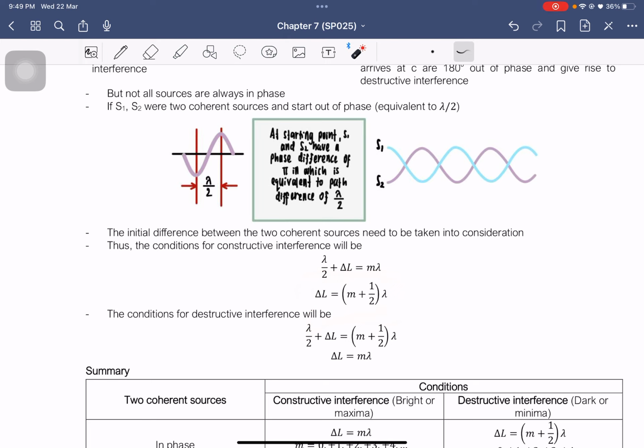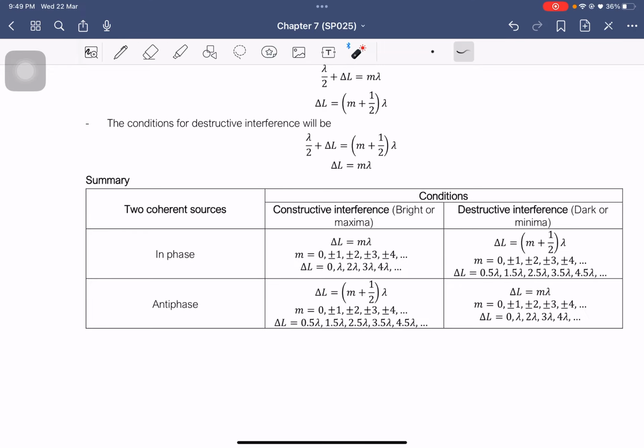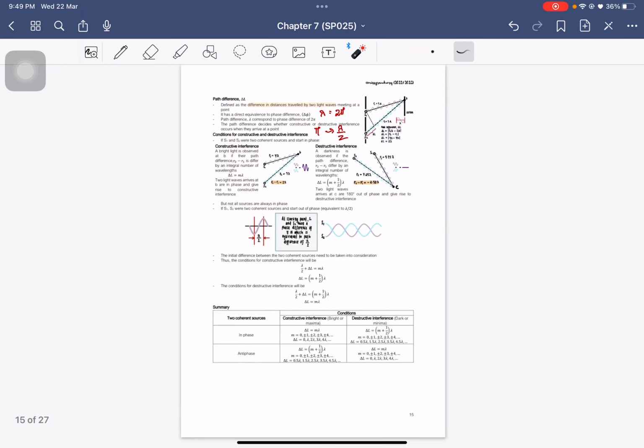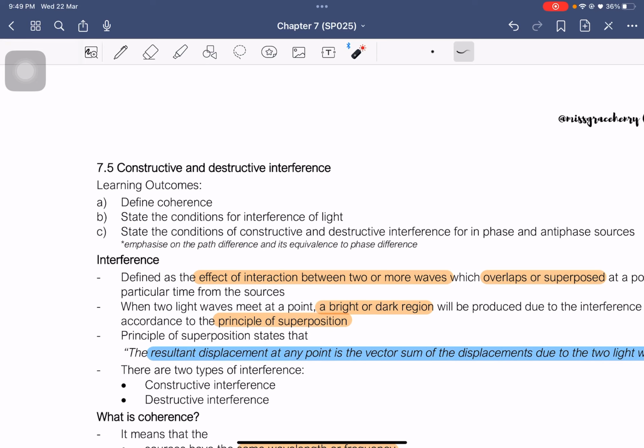But in this subtopic, there isn't any calculation based on the learning outcomes. So this is just a summary of the conditions for constructive and destructive interference. Right, so that is all for the fifth subtopic.